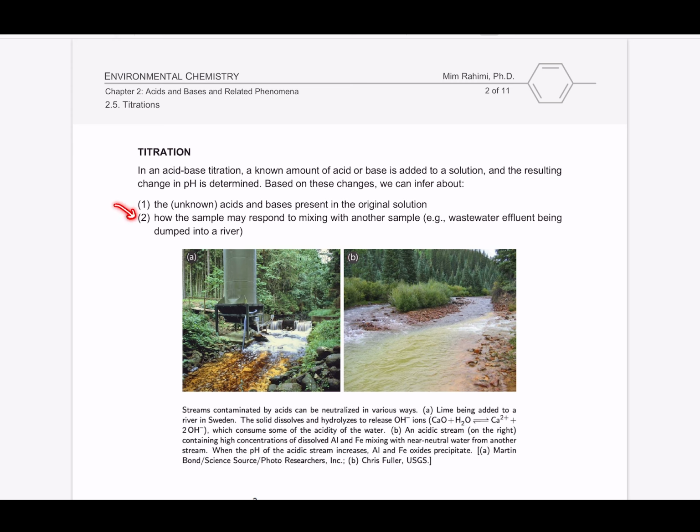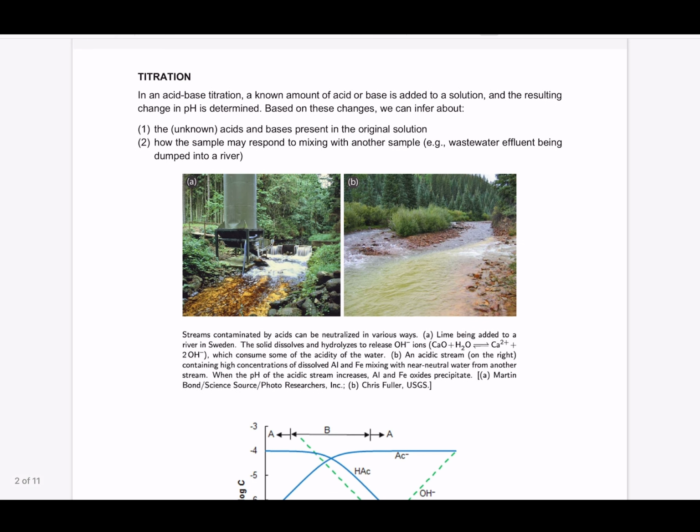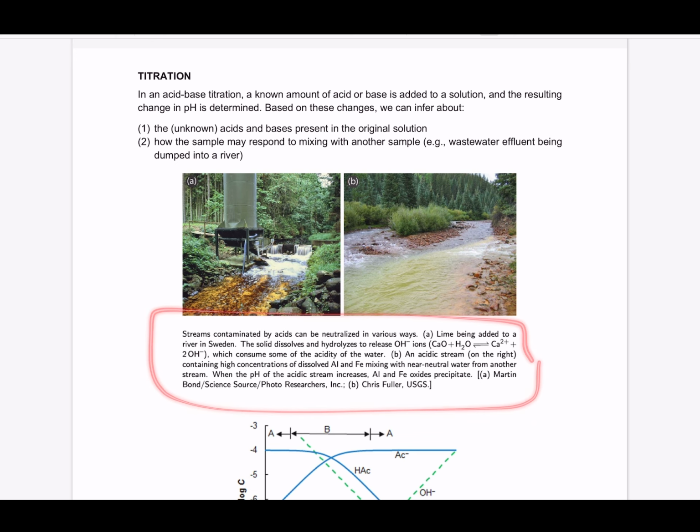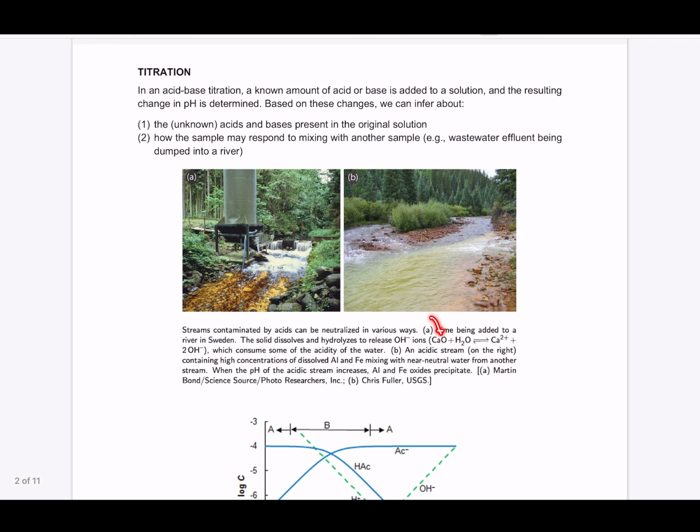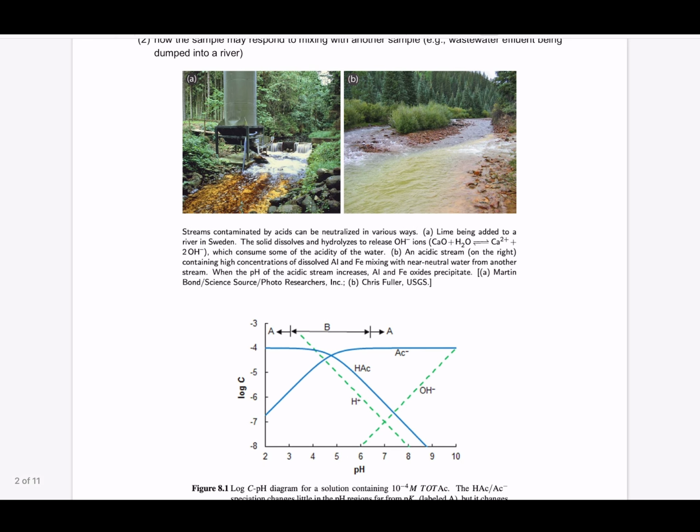The second is looking at other similar phenomena that we have in nature. For example, here it's showing two different examples of how we're mixing something that has a known composition. In this case, for example, calcium oxide to the river, and then figuring out what happens after. In this other case, it's just a mix of two rivers. So it's basically a known amount of what we know, added to a sample that we're interested in studying. That's the whole idea.